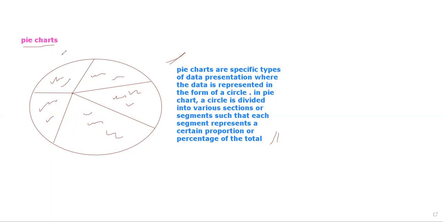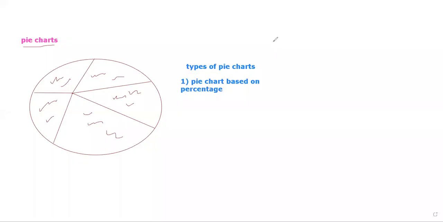So now, my dear friends, there are also its types. Now let me tell you about the types of pie charts. So friends, the first type of pie chart is the pie chart based on percentage. Remember this thing, pie chart based on percentage.